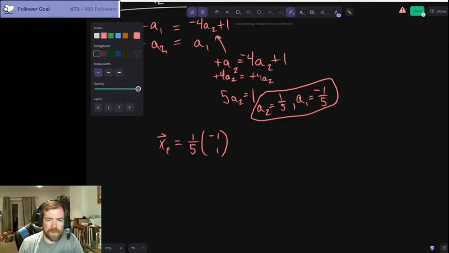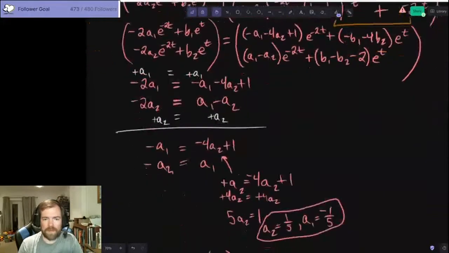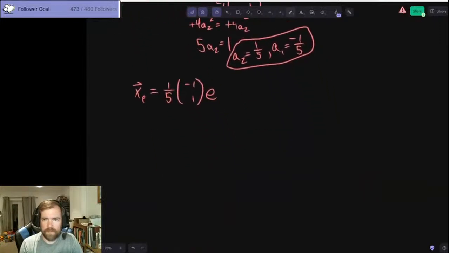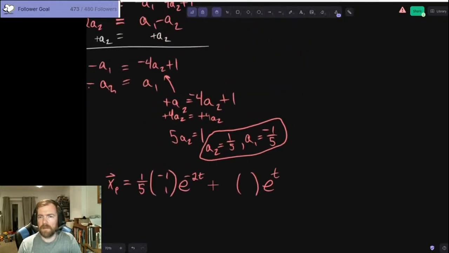So we can make this be a 1/5 times our vector, negative 1, 1. And this is going to be e to the negative 2t. Okay. Plus, we're going to do the same thing. We need a constant multiplied by our simplified b vector with e to the t for b.